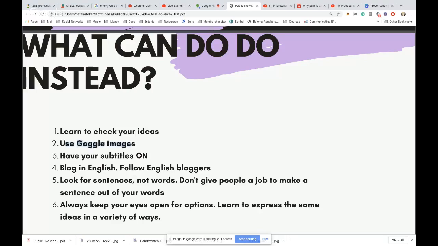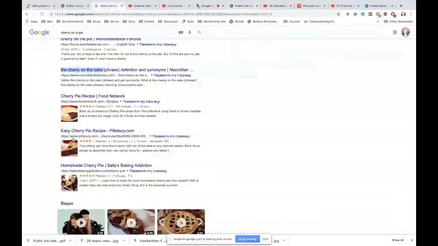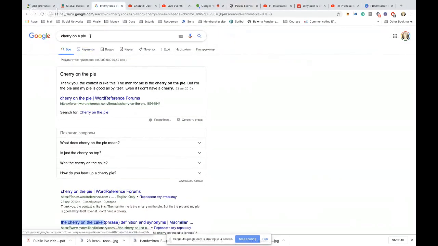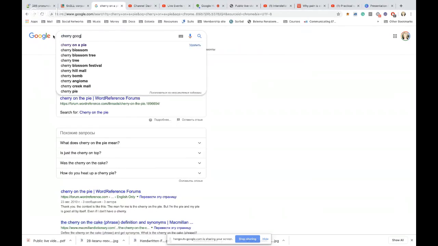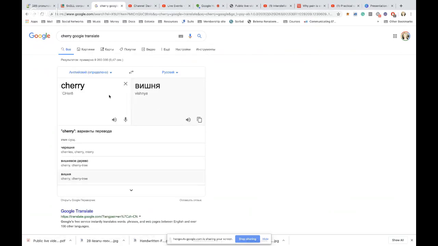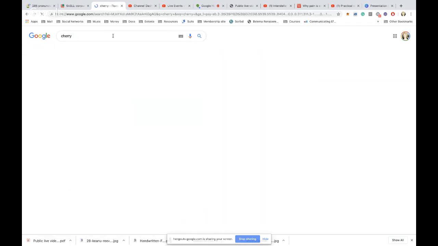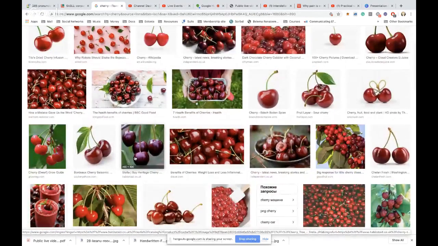Use Google Images when you learn new words. Sorry, not Google, use Google Images, it's a typo. What I mean by Google Images: when you want to learn new words, a lot of people will do this. Cherry, Google Translate, they will go here and they will see the translation to their first language. Don't do that. What you can do instead is Google the word cherry and click images. Oh, suddenly it's so easy to understand what cherry means.